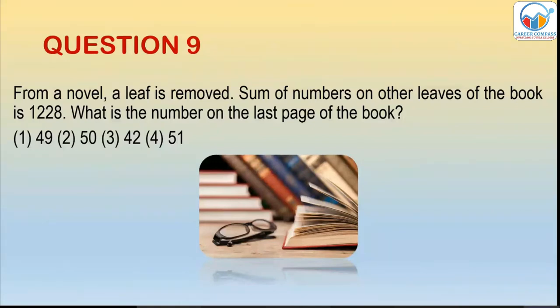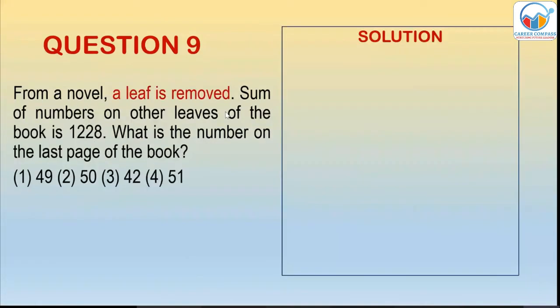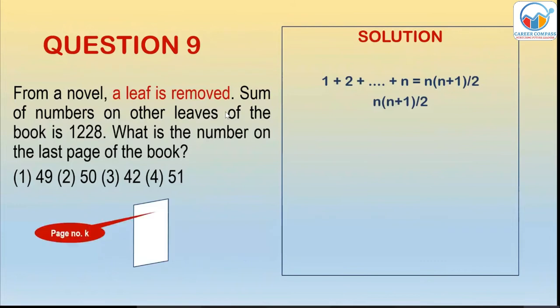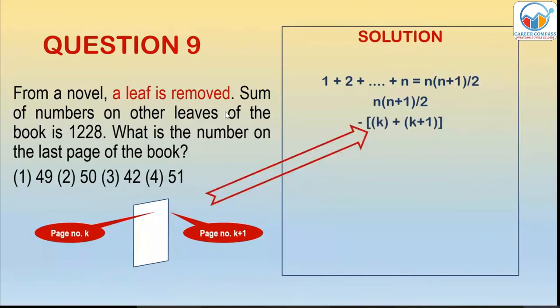Okay, so got an answer from Jayashree. Let us see what could be a possible approach for this. When one leaf is removed, then two numbers are being removed. One is k, the other is k plus 1. So definitely the sum of these two numbers will be 2k plus 1, of course.